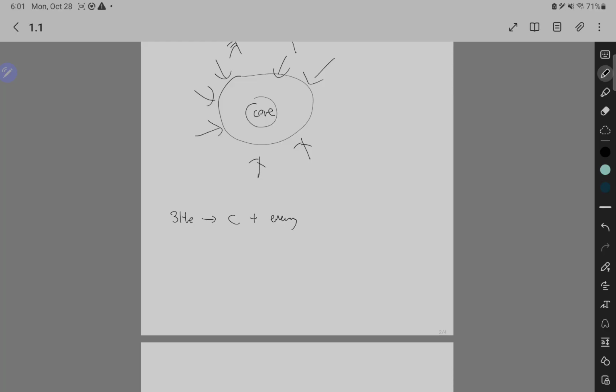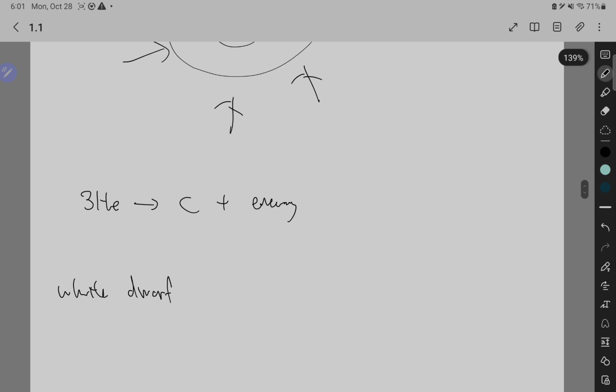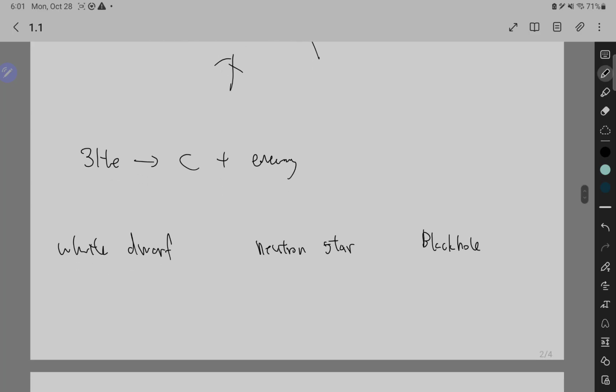So the final outcome of a star is based solely on its initial mass. Its initial mass will determine if it becomes either a white dwarf, so I'm going to write that down, or a neutron star, or a black hole. So these are the three possible outcomes of a star when it dies, and the sole factor that determines which category it falls in is its initial mass.